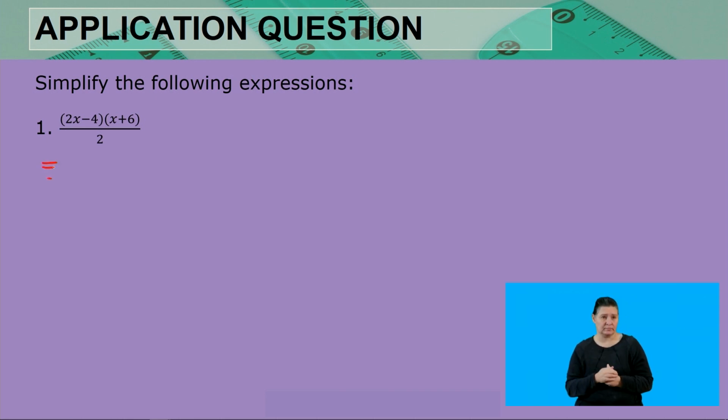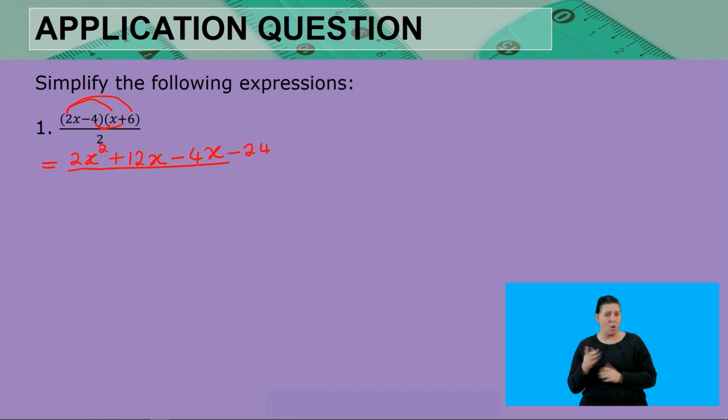What we are going to first do is to multiply those binomials and get one expression. So that is going to be 2 multiplied by x, and that gives us 2x squared. Then we have 2 multiplied by 6, because we are adding, that will give us a 12x. Then we are subtracting 4 multiplied by x, that is 4x. And then we are still subtracting 4 multiplied by 6 is 24. Now all of this is divided by 2. So we need to simplify it. And how do we simplify? Identify the like terms.